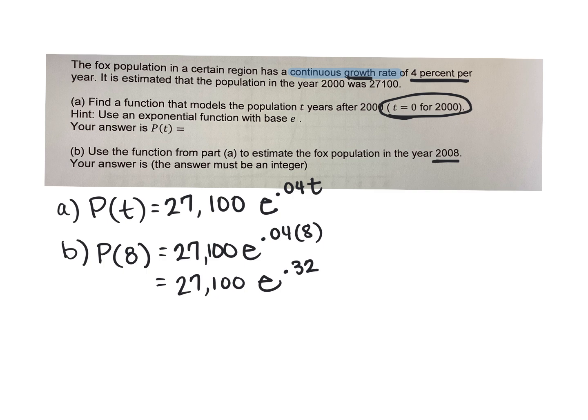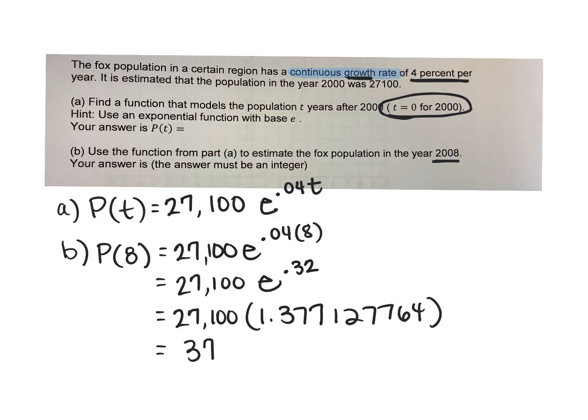So we raise E to that exponent. Make sure you use your base of E. Raise it to the 0.32 power. So this is going to give me 27,100 times a decimal, 1.377127764. And when we multiply that by 27,100, we end up with a Fox population of 37,320.16241. And when we round that to the nearest integer, you would drop that decimal, and that would be your answer.